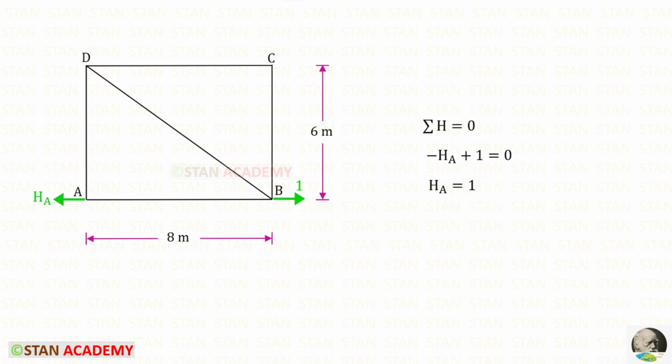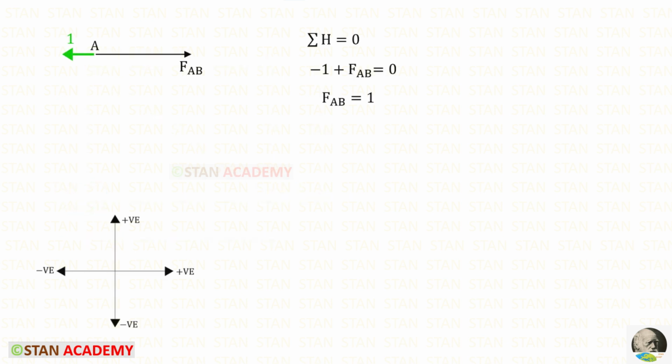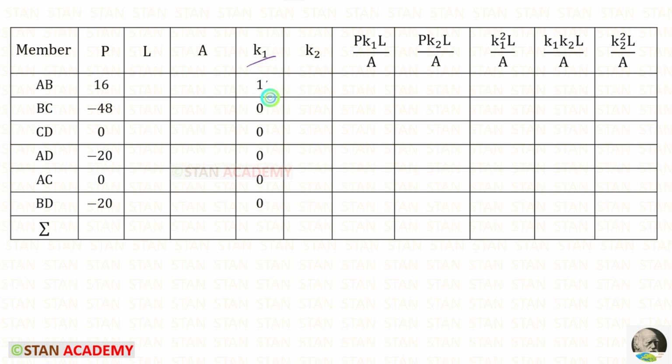Now we are going to find the member forces. In this structure, except AB, all of the member forces are 0. If you do not know how to find the zero force members, there is a link in the description. You can click the link and watch the video. Let us take the joint A and find the member force in AB. This is acting towards the left side, so it will be negative. And this is acting towards the right side, so it will be positive. For FAB, we will get 1. Let us enter all of the values of K1.